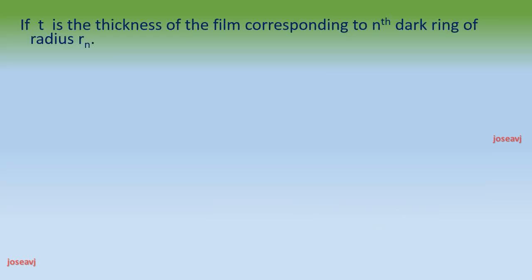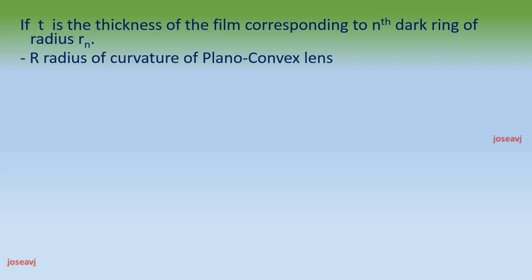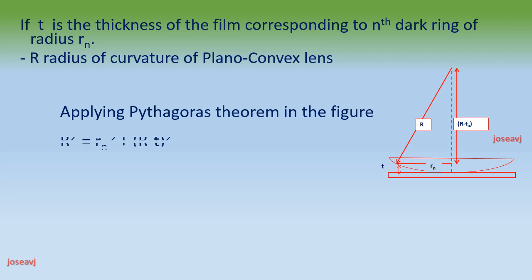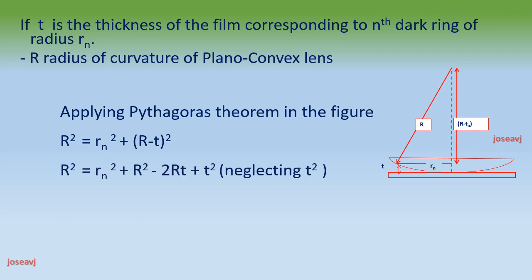If t is the thickness of the film corresponding to the nth dark ring of radius Rn, and R is the radius of curvature of the plano-convex lens, applying Pythagoras theorem, we can write R² = Rn² + (R - t)². Expanding (R - t)², we can write R² = Rn² + R² - 2Rt + t². Neglecting t², because thickness is a very small value, on simplifying we can write t = Rn²/2R, or Rn² = 2Rt.